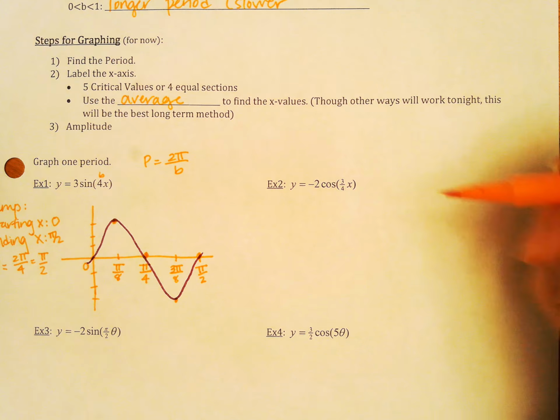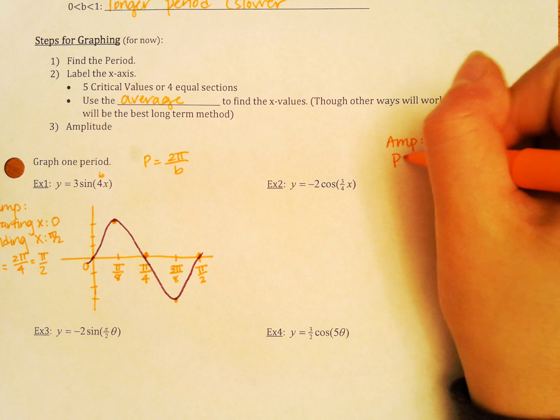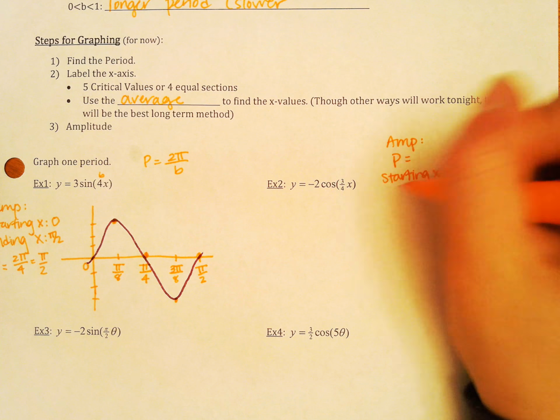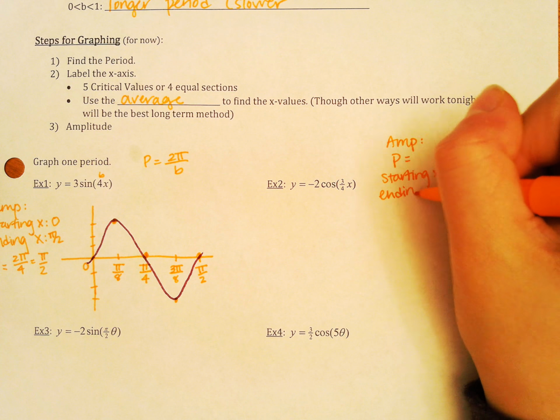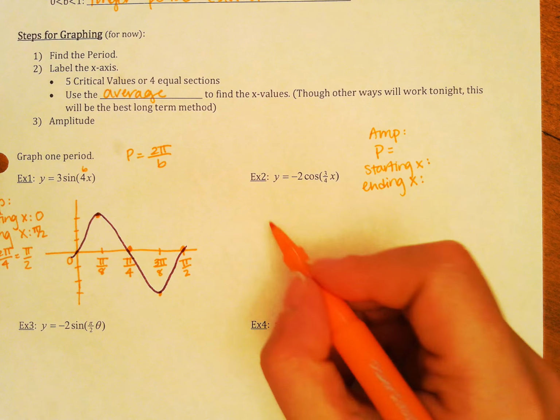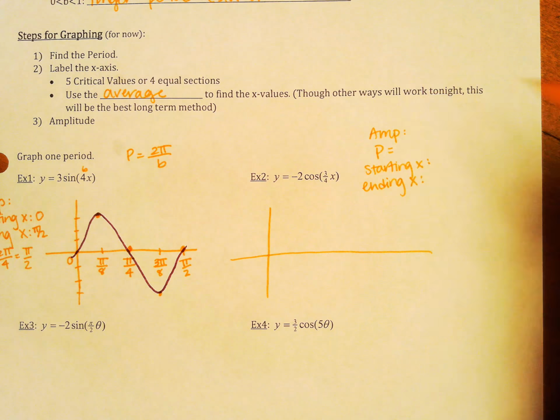Okay, let's do that again. So we have our amplitude, we're going to find our period, and then that's going to help us find our starting x and then our ending x. And again, right now it's maybe not necessary to keep a running tab of what's happening, but I promise you, once we get more and more complicated, it will be really helpful to actually do that.